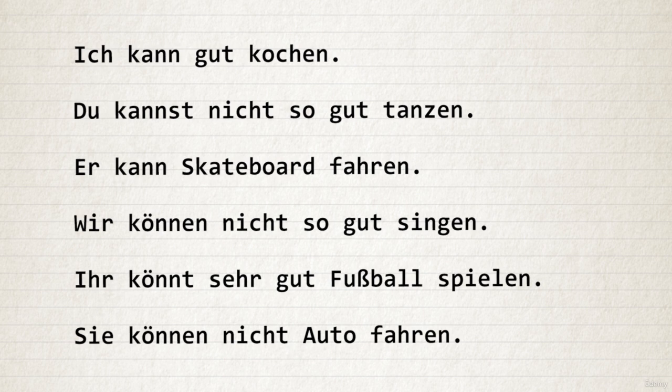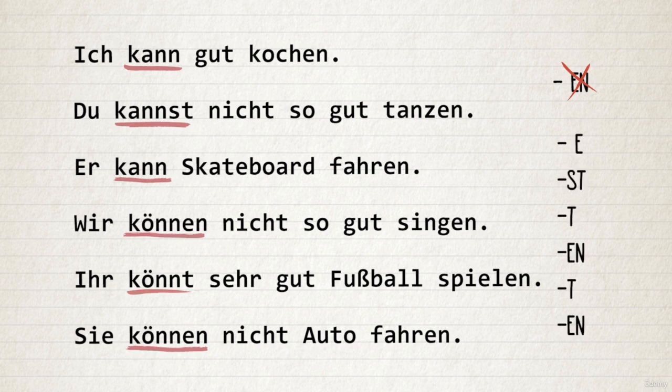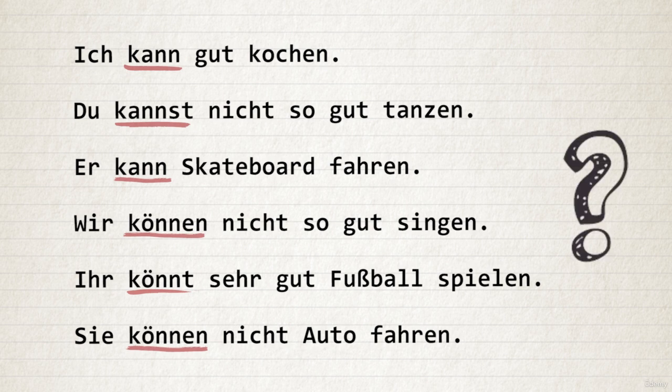If you look closely, you can notice that the verb können does not conjugate like the rest of the verbs that we learned, by removing the infinitive ending en and adding the present tense endings e, st, t, en, t, en. It's not even changing its stem like the irregular verbs. So, what's happening?